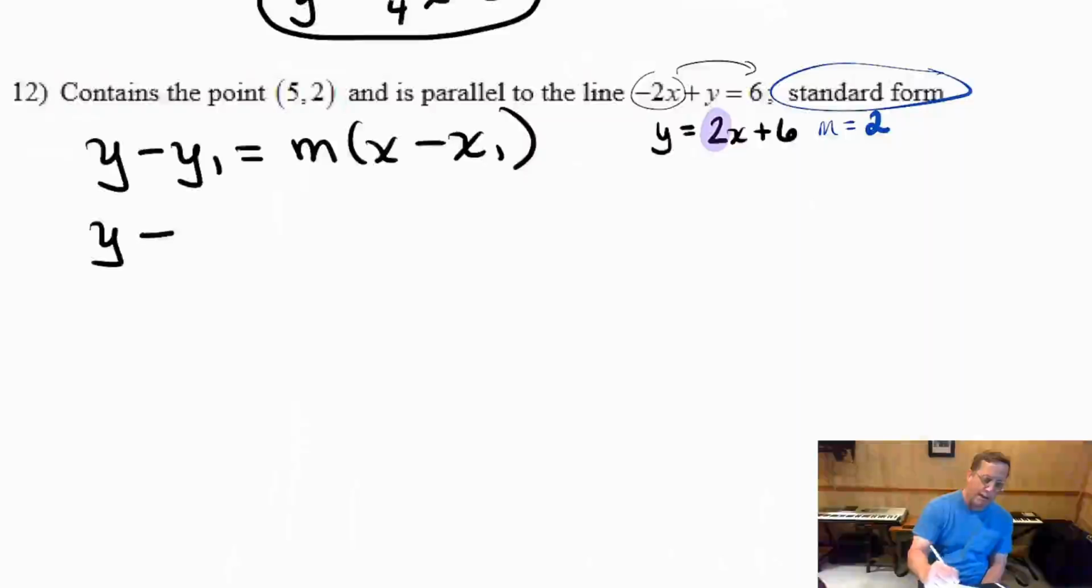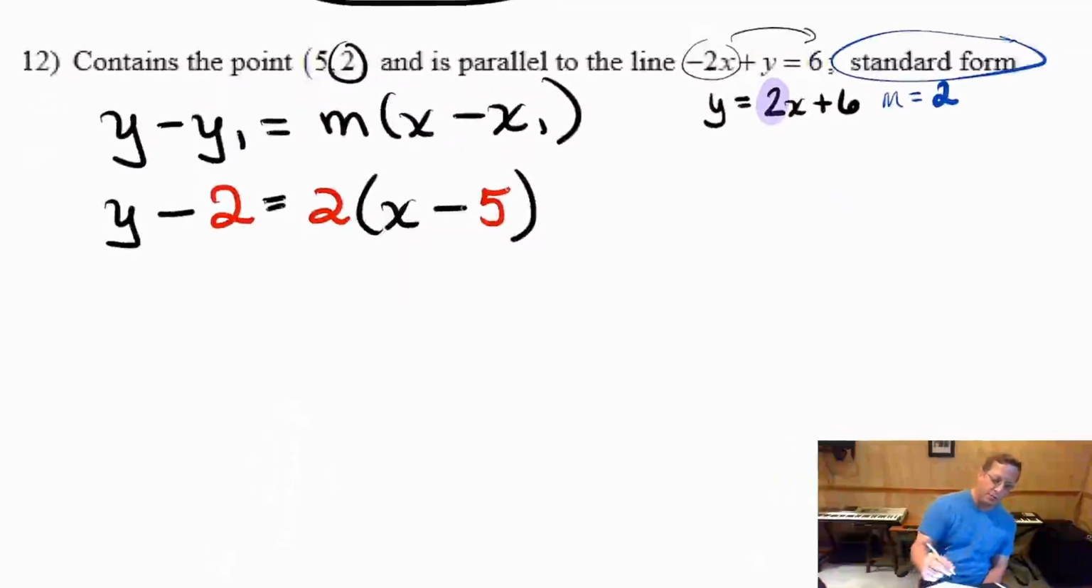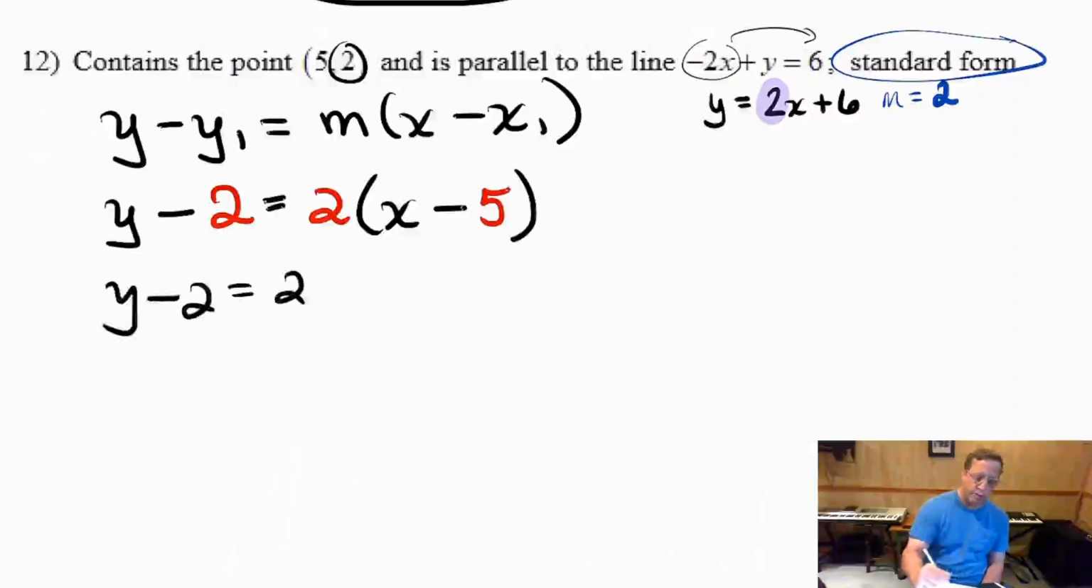So we're going to do y minus, our y sub 1 is 2, equals, and our slope is 2, times x minus 5. And we want to put this in standard form. So let's clear the parentheses, no matter what, by distributing. 2 times x is 2x. 2 times 5 is 10, so minus 10.